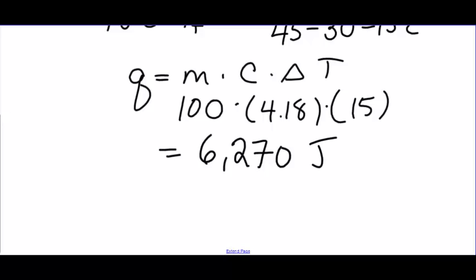270 joules of heat. Okay? Look at number 22. It's the last one I want to do with you. I said I wanted to do 21 too, but I think you got it.